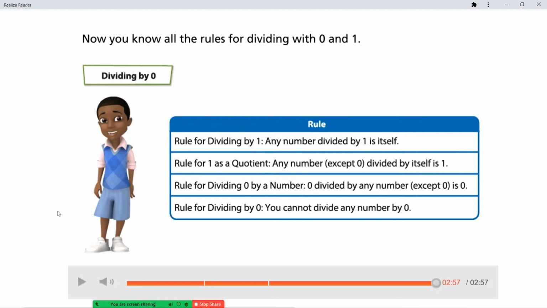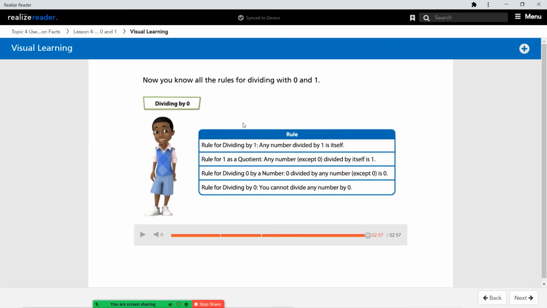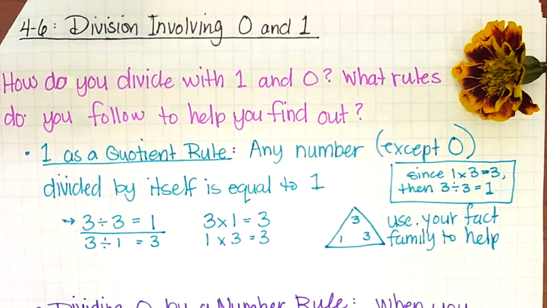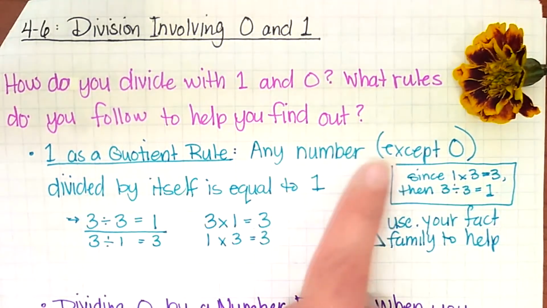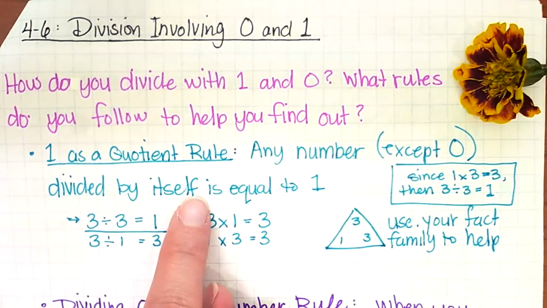Let's go ahead and take a look at our notes for this lesson, and then we're going to work through our guided practice. Now, our notes for this lesson, 4-6, division involving 0 and 1. How do you divide with 1 and 0, and what rules do you have to follow? So when we have 1 as a quotient, any number except for 0, when you divide it by itself, is equal to 1.